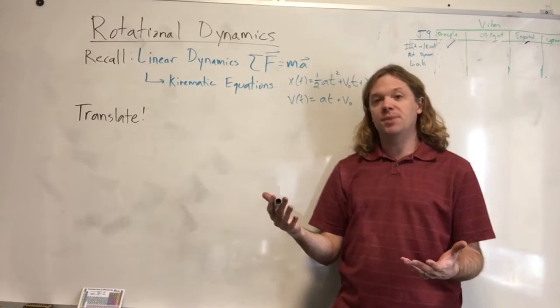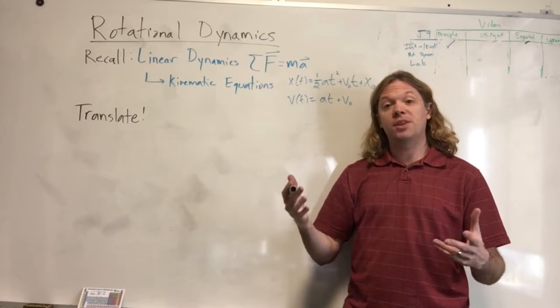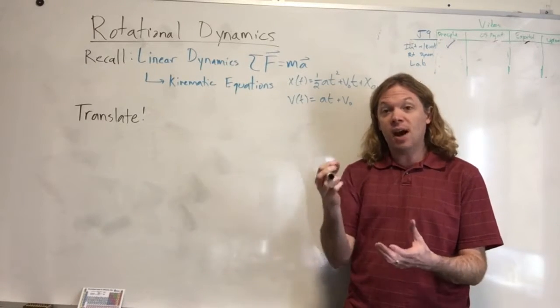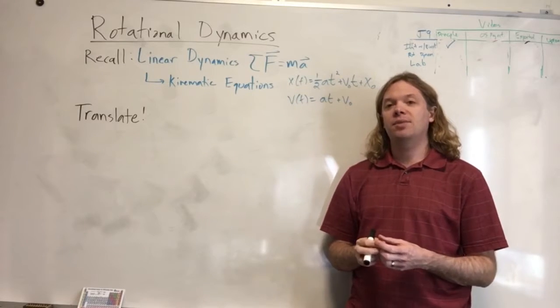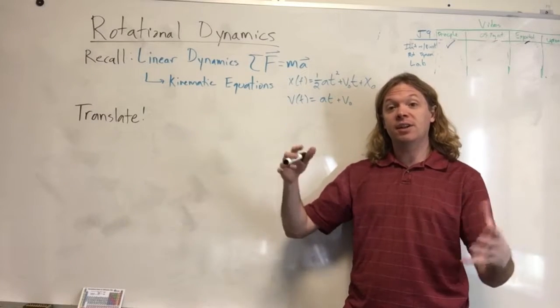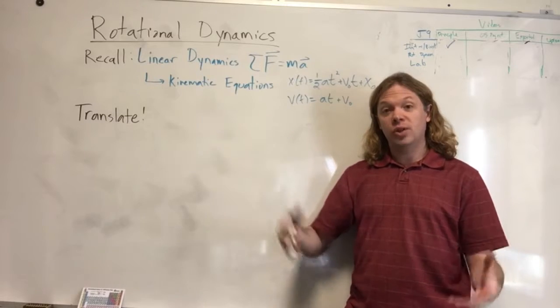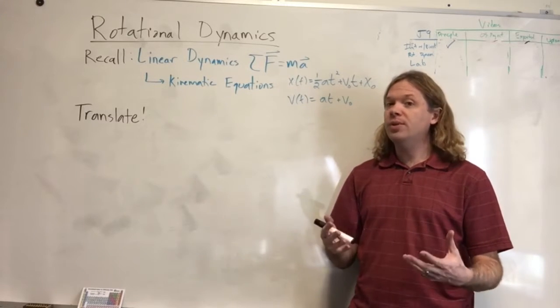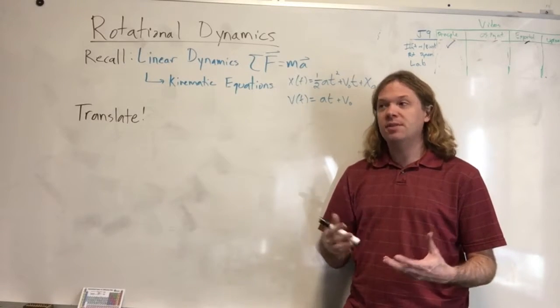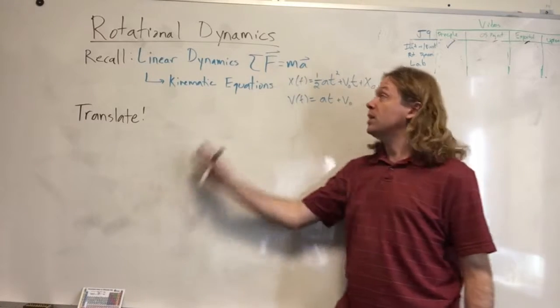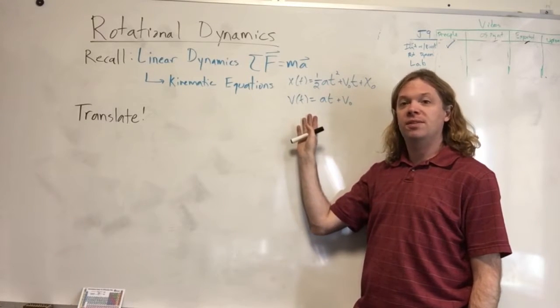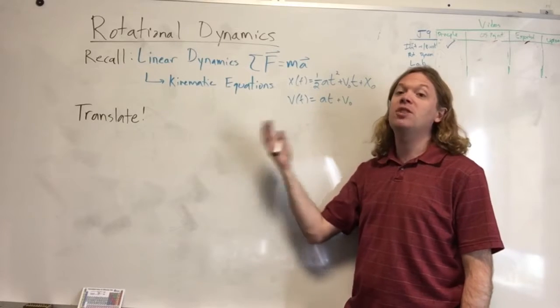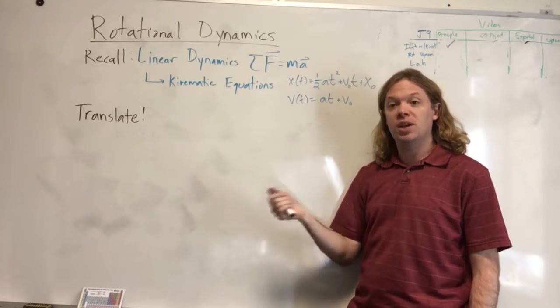Well, now we want to do the same thing, but for rotations. For objects which are extended, that is not point-like objects, but have some forces acting at various locations on the object, creating torques. Well, luckily, all we really have to do to do this is translate between the linear quantities that we see in linear dynamics into the rotational quantities that we see in rotational dynamics.